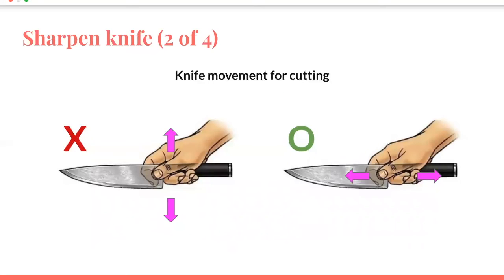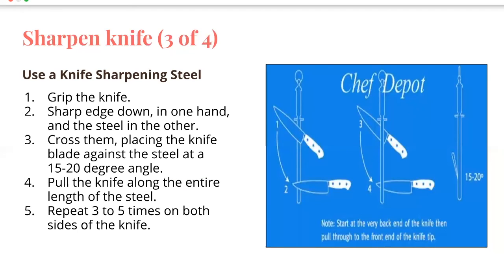The knife movement for cutting must be front to back or back to front, not up and down. For this knife movement, we have to keep the blade sharp. I will introduce three ways to sharpen a knife. The first is to use a knife sharpening steel.